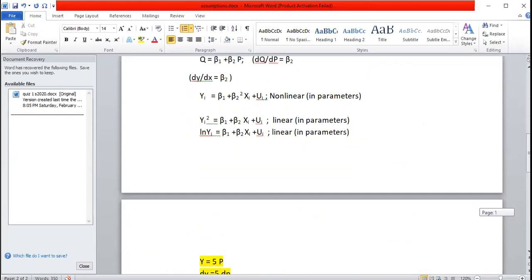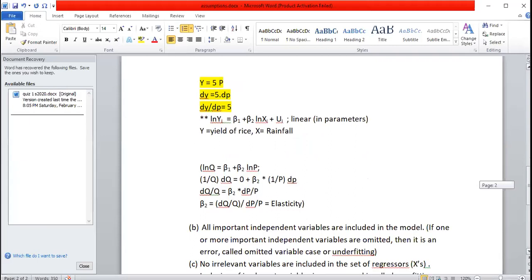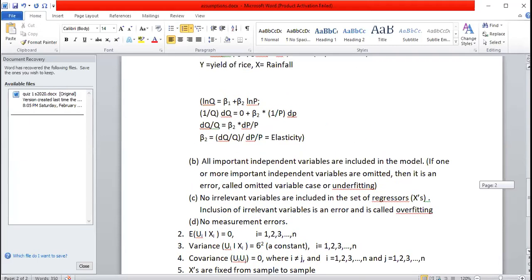One, the functional form has to be right. Basically, we are assuming it has to be linear in parameter, at least. Number two, all important variables should be included in the model, meaning in the right-hand side, in the set of independent variables, also called regressors. No irrelevant variables can be included.